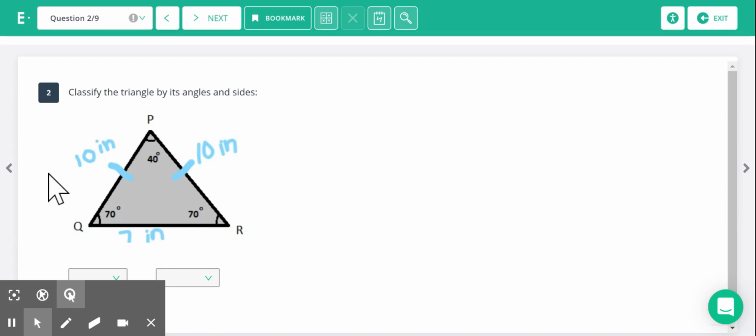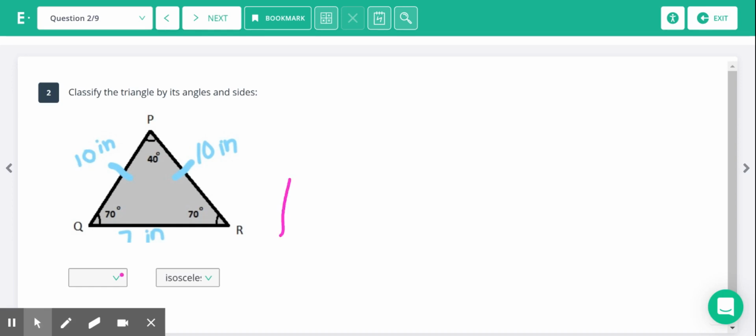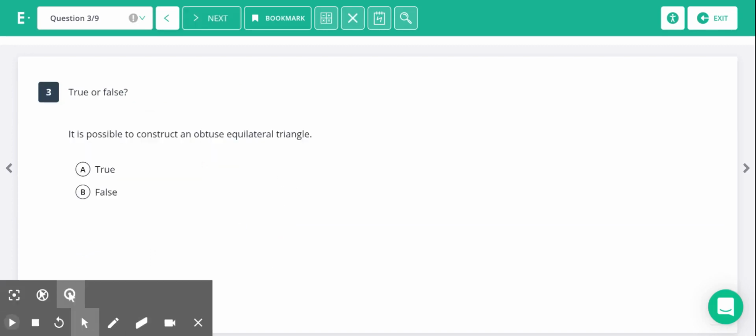Question 2. Classify the triangle by its angles and its sides. So in this picture we see 10, 10, and 7. Using my anchor charts, I can look at the kinds of triangles. I see that this is an isosceles triangle that has two equal sides. All of the angles on the inside are less than 90, so this is going to be acute. Use your anchor charts for this one, especially on the test tomorrow.